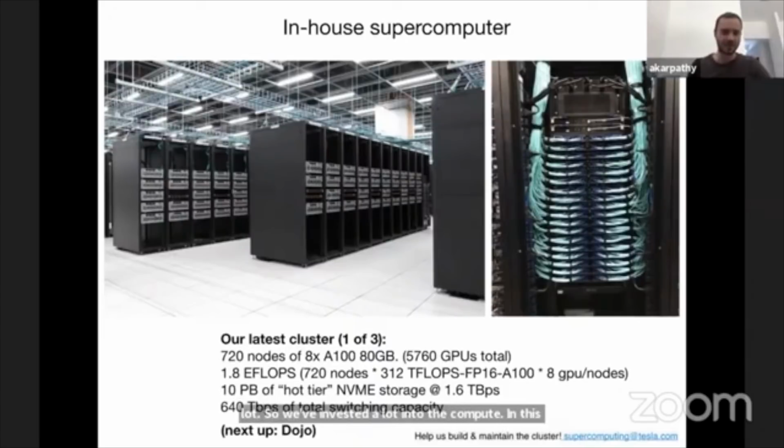We have a cluster that we're just building that is 720 nodes of 8x A100s of the 80 gigabyte version. So this is a massive supercomputer. I actually believe that in terms of flops, this is roughly number 5 supercomputer in the world. So this is actually a fairly significant computer here. We have 10 petabytes of hot tier NVMe storage, and it's also an incredibly fast storage. So I believe 1.6 terabytes per second. This is one of the world's fastest file systems.